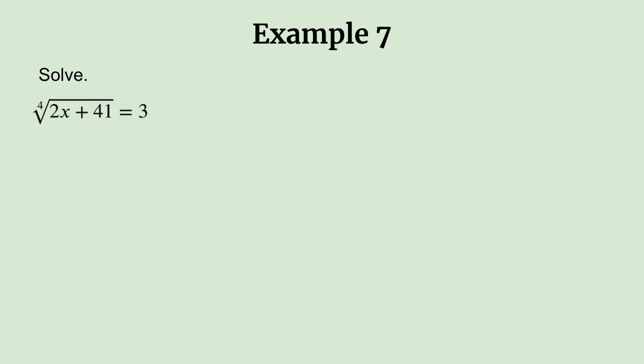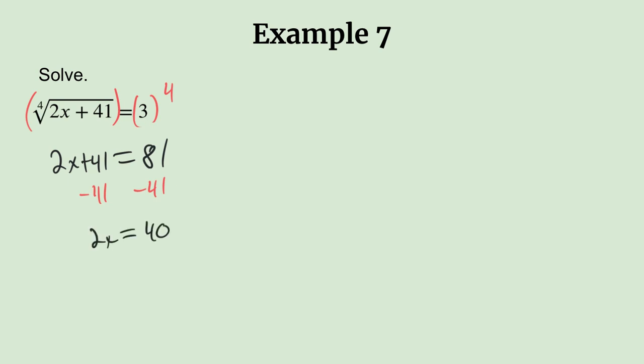As you see, there's a 4th root here, so that means we're going to raise both sides to the 4th power. We get 2x plus 41 equals 3 to the 4th, which is 81. Subtract 41 from both sides. 2x equals 40. Divide both sides by 2. x equals 20.